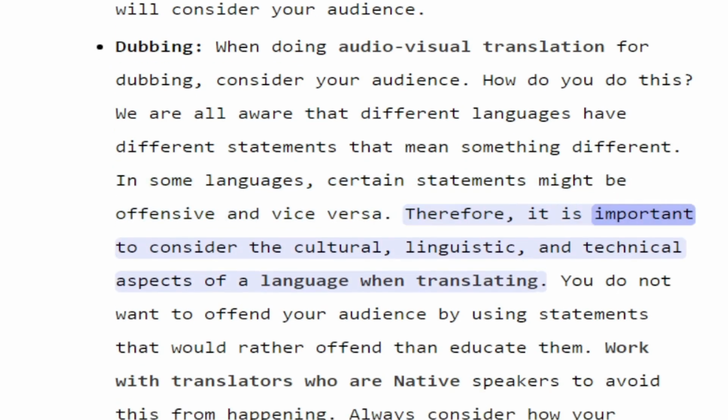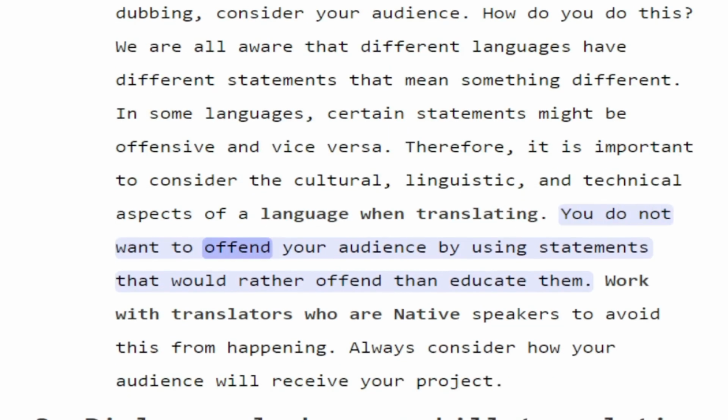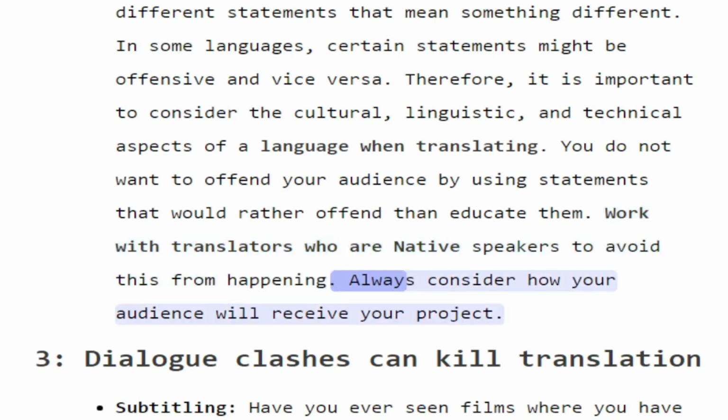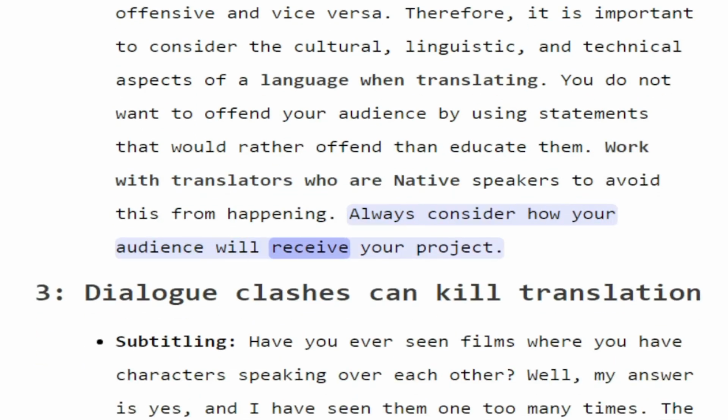Therefore, it is important to consider the cultural, linguistic, and technical aspects of a language when translating. You do not want to offend your audience by using statements that would rather offend than educate them. Work with translators who are native speakers to avoid this from happening. Always consider how your audience will receive your project.